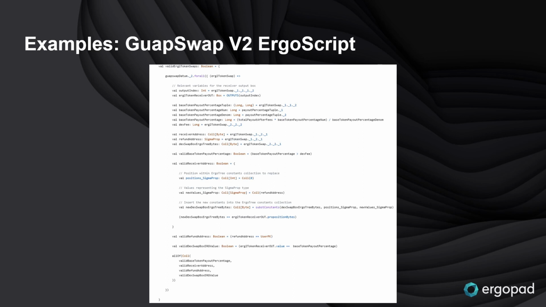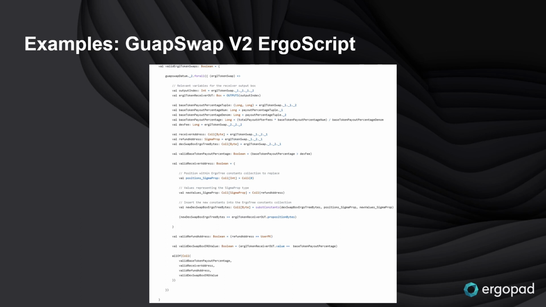So we use the forall sort of loop to go over all of the GuapSwap datums for each swap. You could imagine a user's Erg who wants to swap for multiple tokens, not just one. This would be equivalent to having multiple GuapSwap datums in this case. And we want to check that all the conditions we want are satisfied for each one of them.